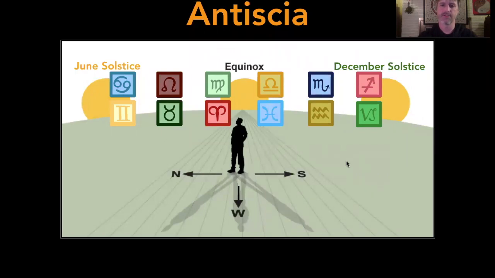So that shadow marking at the Vatican was marking this point right here. 0 degrees Pisces, which is 29, 59, 59 Aquarius, is the same Antiscia as 0 degrees Scorpio, and 29, 59, 59 Libra. See? Antiscia, shadow play.